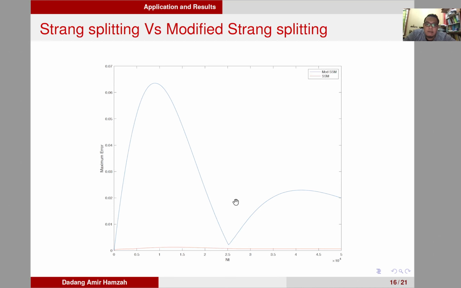and then we can see the result as follows. The red line is the Strang splitting method, while the blue line is the modified Strang splitting method. At a glance, we see that the modified Strang splitting method has larger error than Strang splitting method. However, at some point they have the same accuracy, where the x-axis here is the time step, or number of time steps, and here is the value of error.